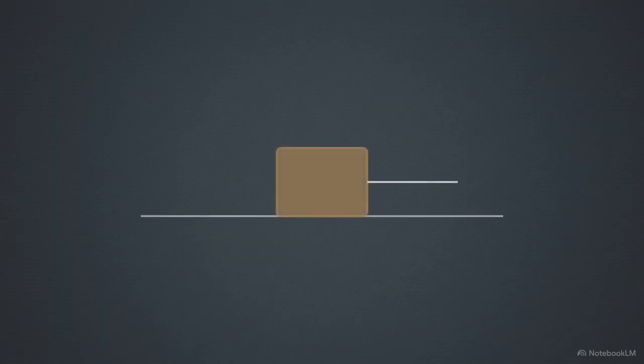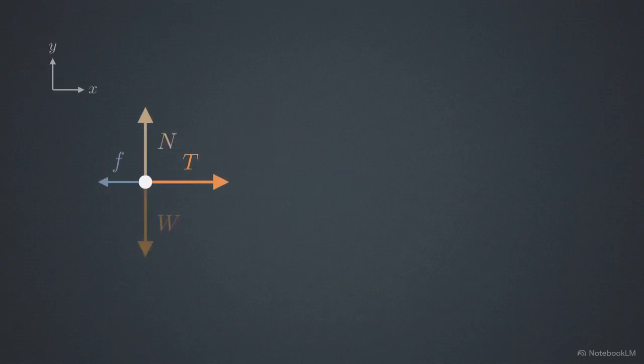Let's put this into practice for a block being pulled across a flat floor. We start with our central dot. Gravity pulls down with weight. The floor pushes back up with normal force. The rope pulls right with tension, and sliding across the floor generates friction, acting parallel to the surface to oppose the motion. With the forces mapped, we translate the visual diagram into algebra.